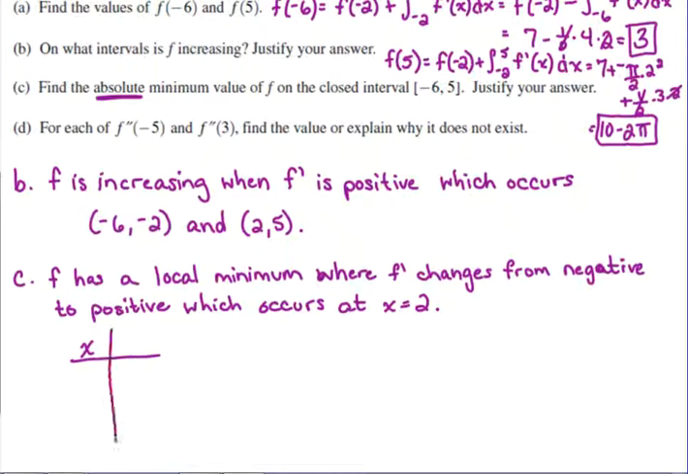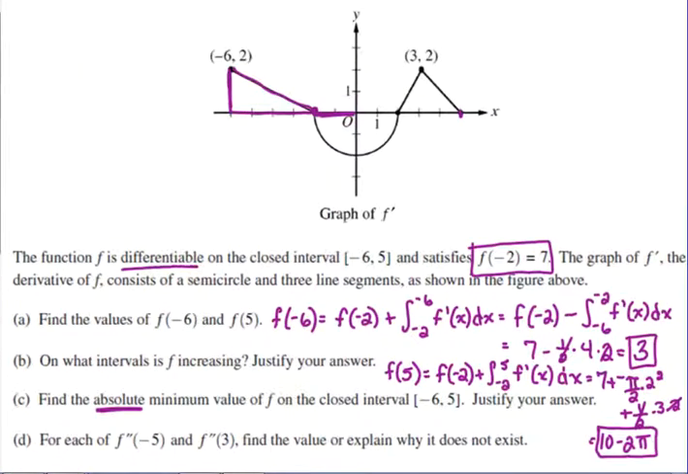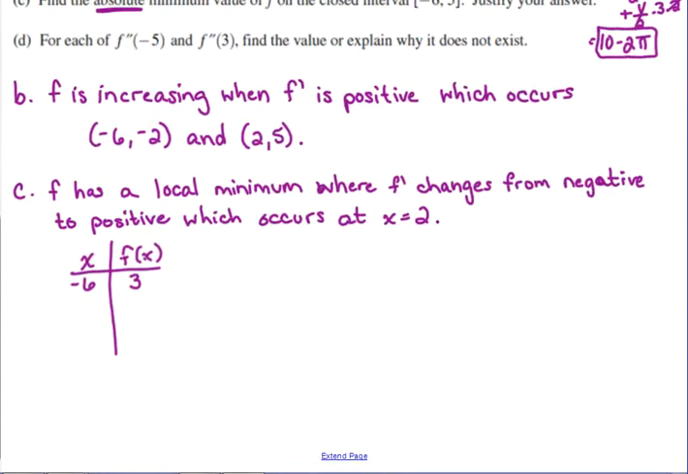So we can make a chart here. We can do x and f of x. So we need to check the endpoint, -6, which we already found. F of -6 was 3. We found that in part A. We don't need to worry about -2 because that would be a local maximum. So +2, we need to find that value, and then 5. F of 5 we found as well, right? We did, that was 10 minus 2 pi.